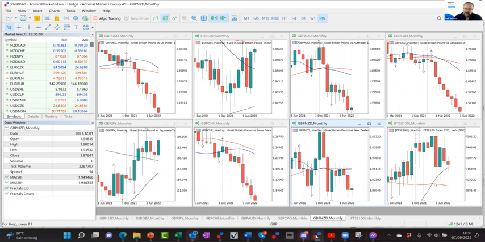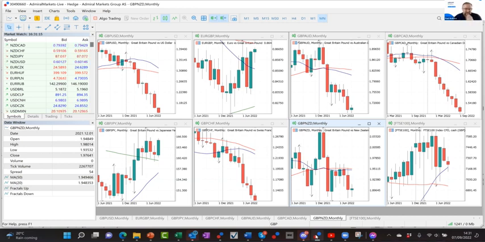What I've already done is set up a profile here for the British pound. You will find that there are lots and lots of great little tutorials on getting the most out of the Admirals MT4 and MT5 platform, and also the Admirals Supreme platform. But today I'm just going to show you how to set up a template, how to set up your profile, and then we can look at what we're actually looking to do.